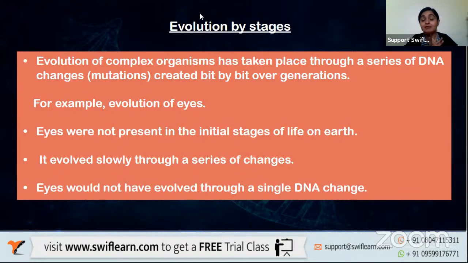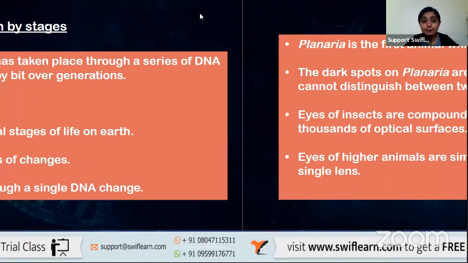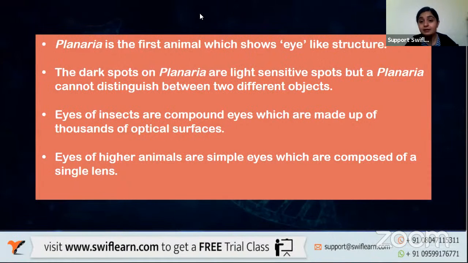For example, the evolution of eyes, which is what we are discussing right now. In the past, eyes were not present. Eyes were not present in the initial stages of life on Earth. They evolved slowly through a series of changes. Eyes would not have evolved through a single DNA change. Then how did it occur?